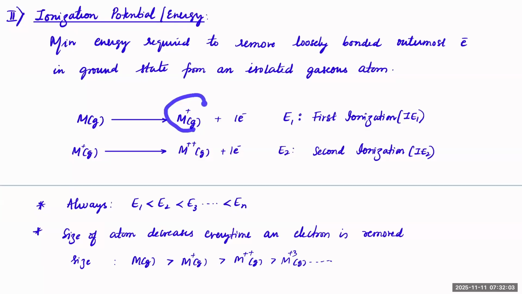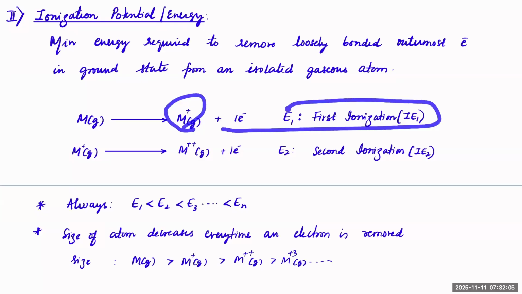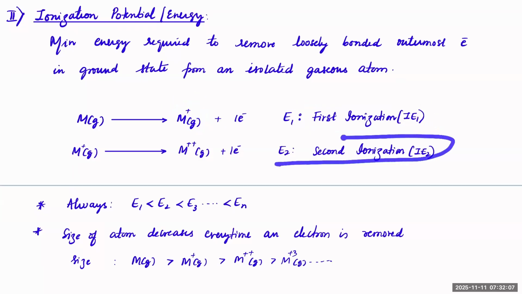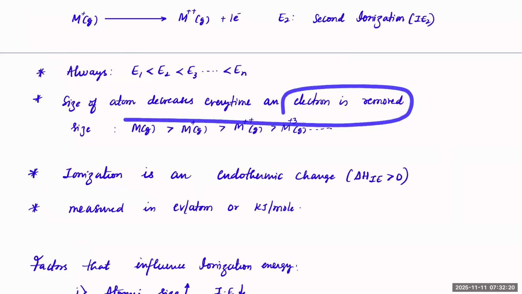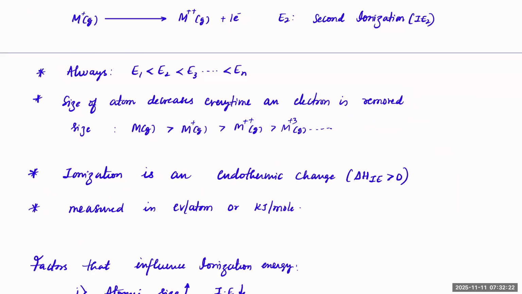See, first electron removal, if the energy is E1, the second electron removal will always be much higher than E1. Whatever the element is, it will always be higher than the first one. So you can see the size of the atom decreases every time an electron is removed.